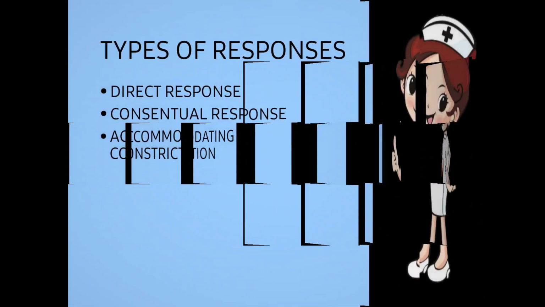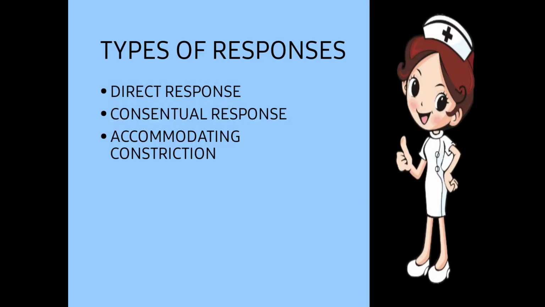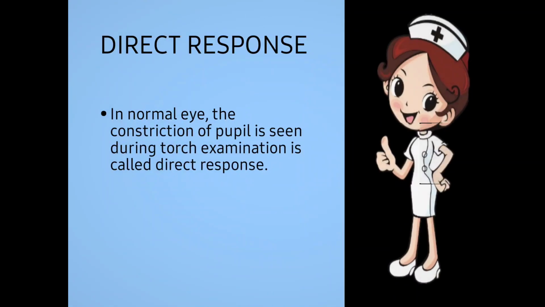Okay, next one, types of responses. We have different types of responses. First one is direct response, second one is consensual response, and third one is accommodating constriction. In case of direct response, in the normal eye the constriction of the pupil is seen during torch examination, and this is known as direct response.